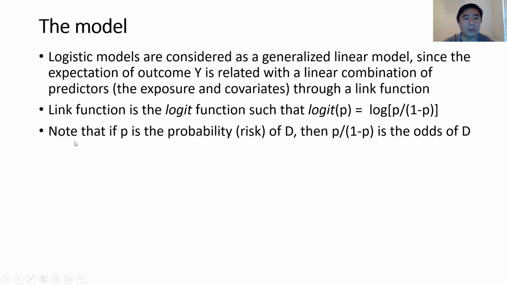And here you may know that if P is the probability or risk of disease, then P over 1 minus P is the odds of the disease. So this is why logistic regression can be easily interpreted in terms of an epidemiology concept, which is the odds ratio.